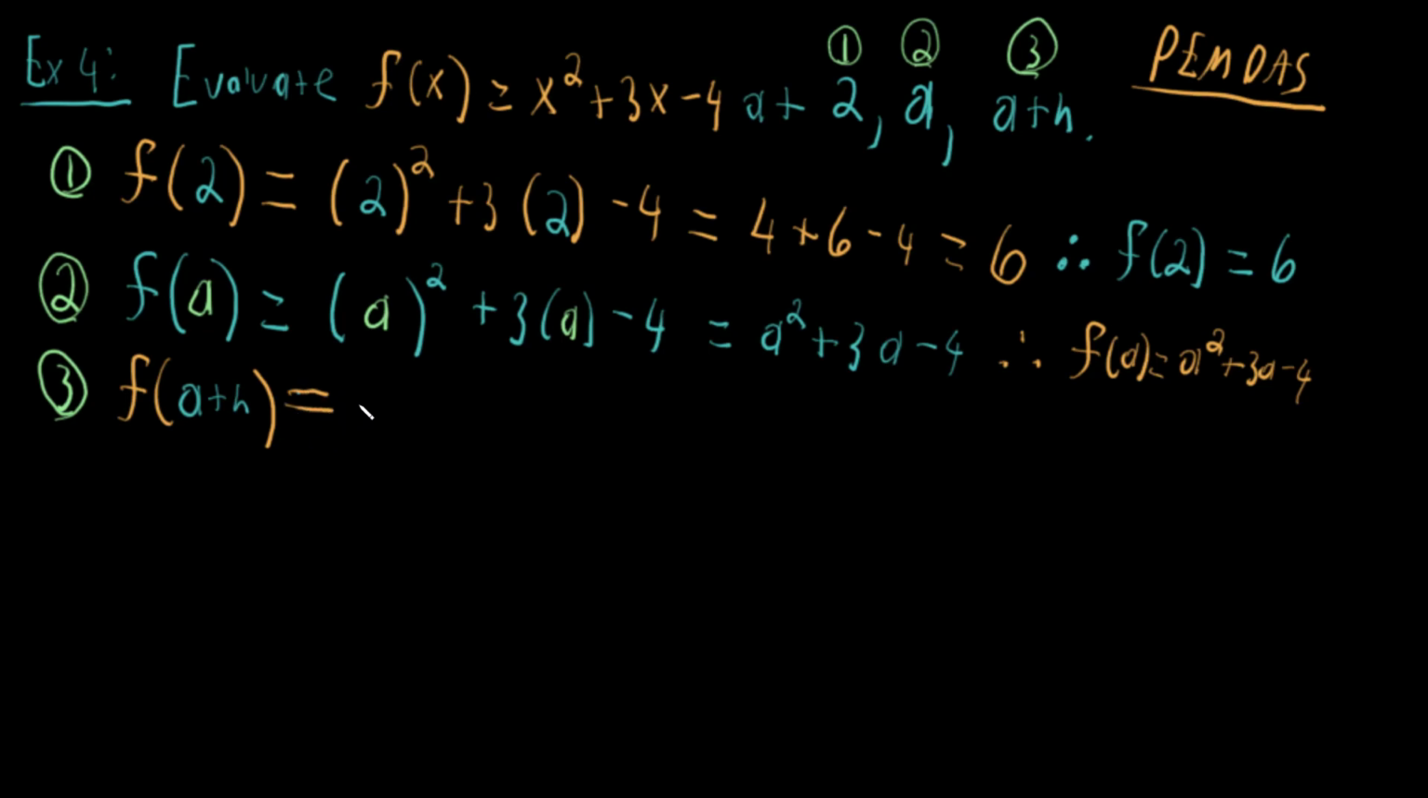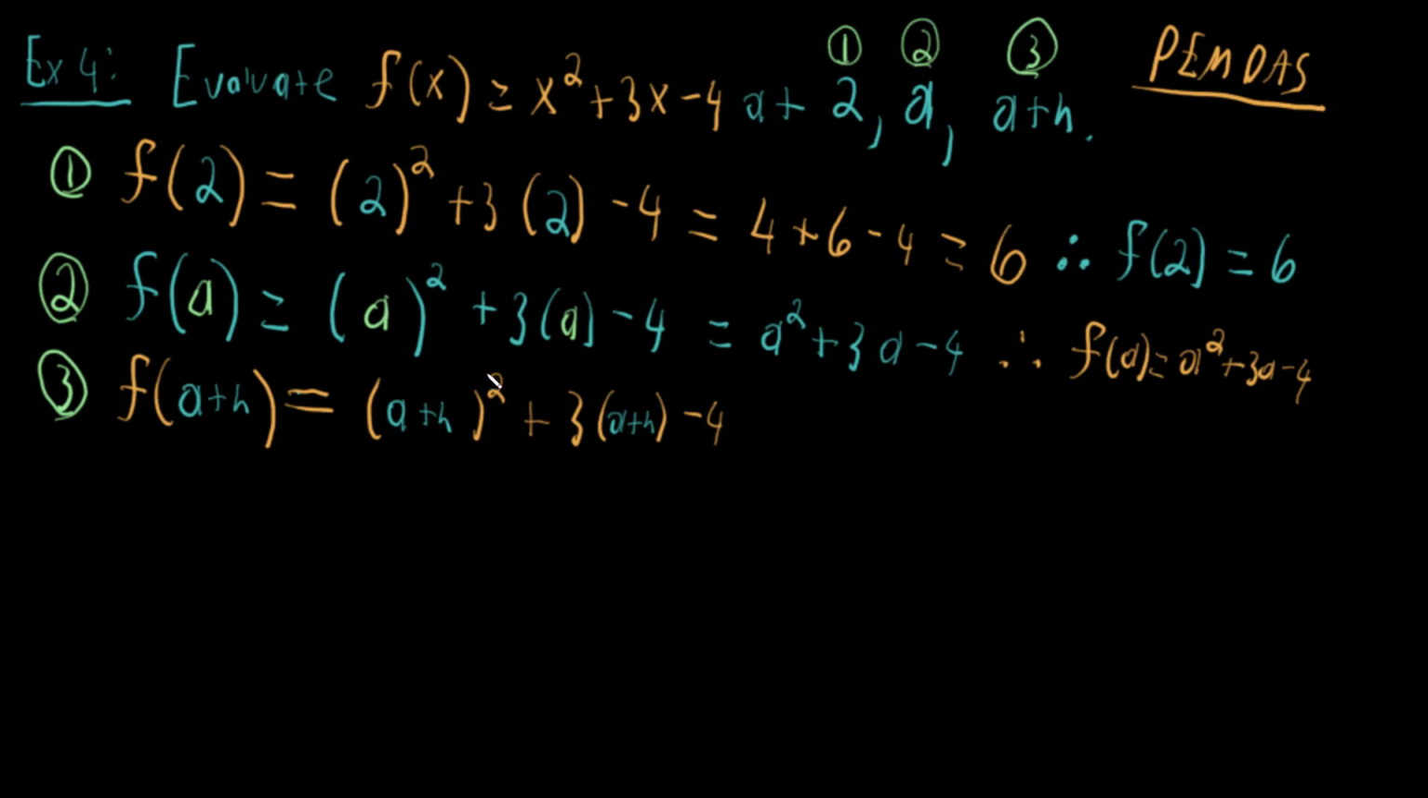Okay? And so it's the exact same thing. It's going to be something squared plus 3 times something minus 4. Look up here. It's f of x looks like something squared plus 3 times something minus 4. The x's mark the spot. What are we plugging in this time? A plus h. Don't think about it too hard. Just plug in a plus h. Plug in a plus h.